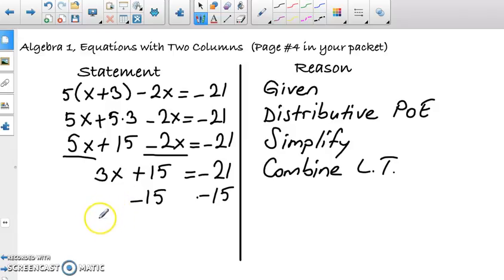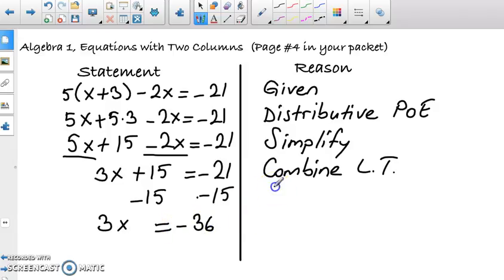And when I just come over here, this is going to be 3x. So plus 15 minus 15 is going to be equal to 0. I don't need to write 0 over here. So I don't have to write that over here. So on this side, negative 21 minus 15, it's going to be negative 36.